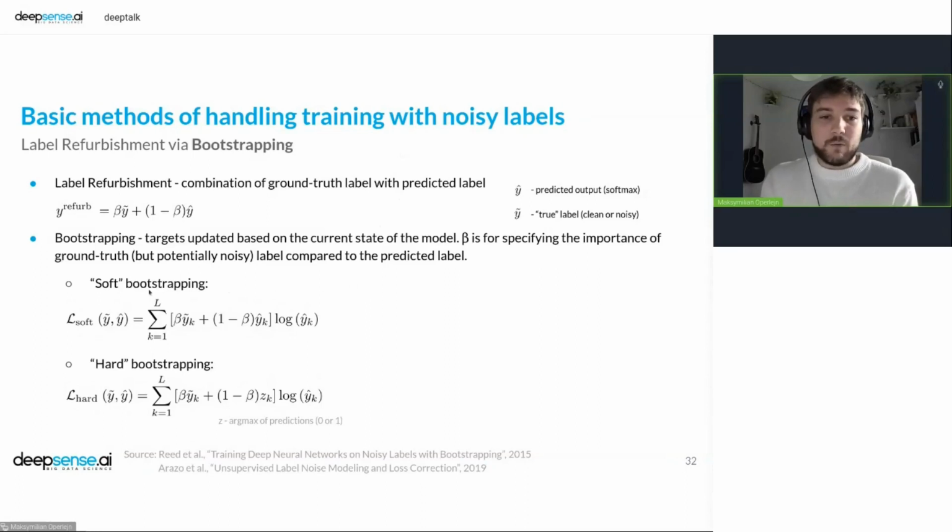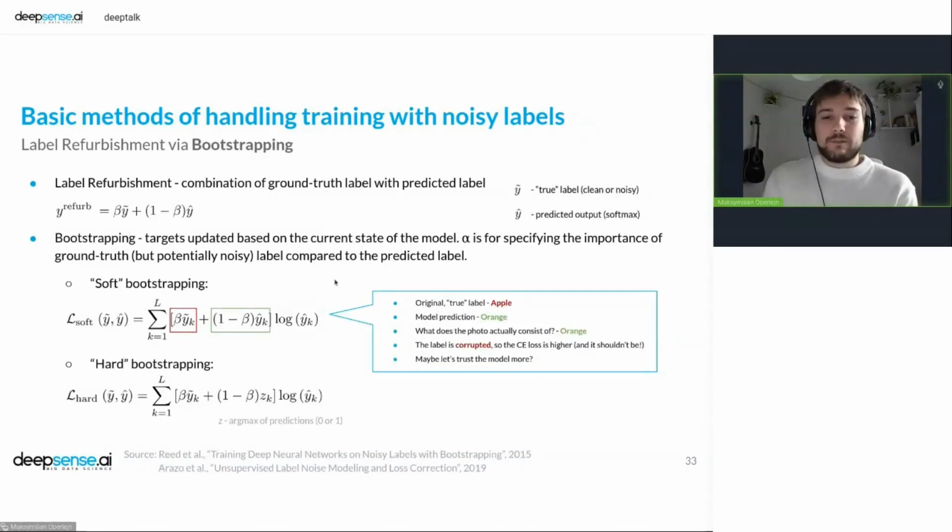Basically, we got two methods of bootstrapping, soft bootstrapping and hard bootstrapping. I want you to have the intuition behind that. So we got this equation. Once again, it's like cross entropy loss. We got the original true label, apple, which we actually know is noisy, because we see in the photo there is actually an orange, not an apple. And the model prediction is also orange because the model is trained pretty well. I mean, some epochs passed, and it is sure that it should be orange.